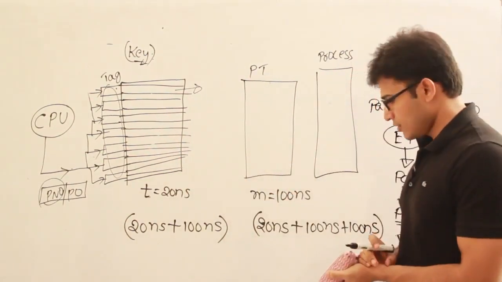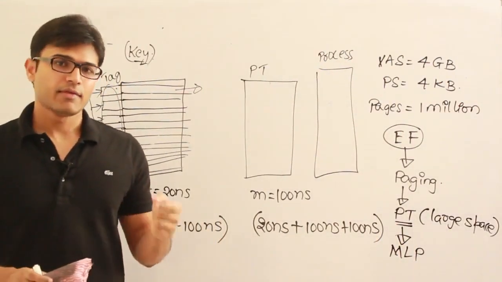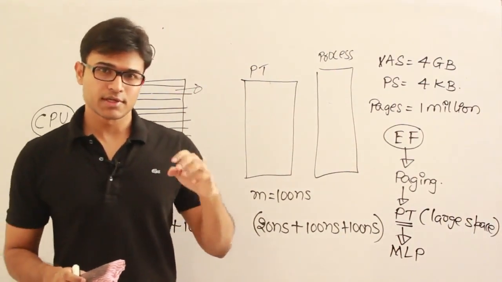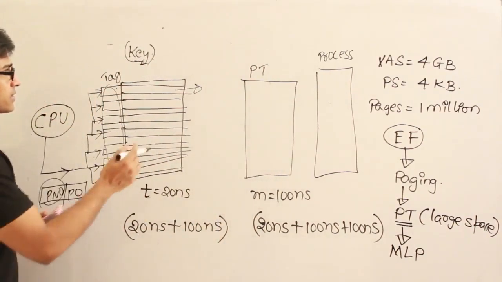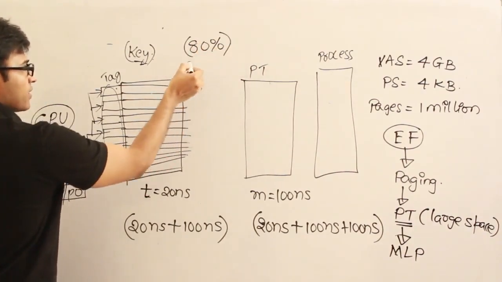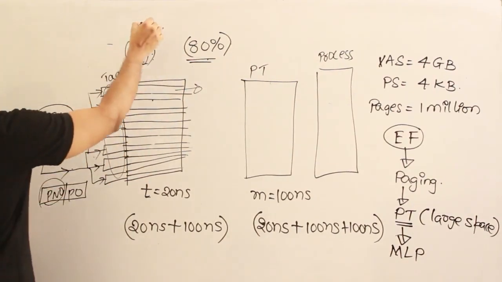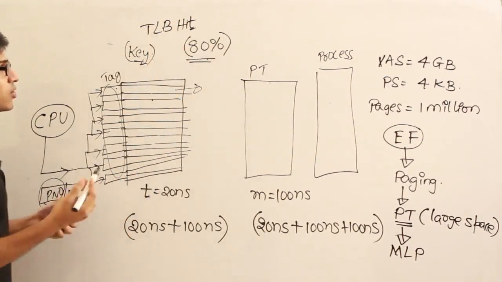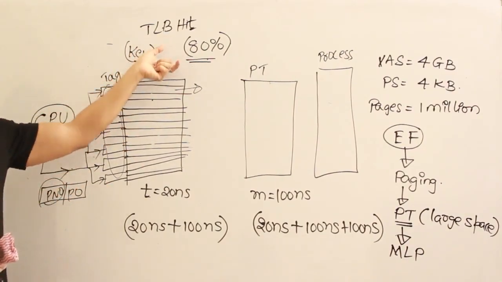Got it? So whenever we find the required page table entry in the TLB, that is called a TLB hit. TLB hit means the entry you are searching for is present in the TLB. Let us say the TLB hit rate is 80%. So what does it mean? 80% of the time you can find whatever you are looking for in the TLB, that is called a TLB hit. A hit, of any kind, means that whatever you are looking for is present.